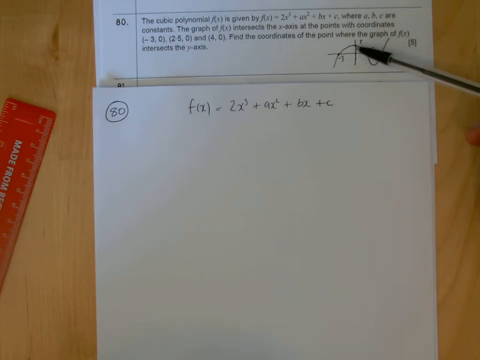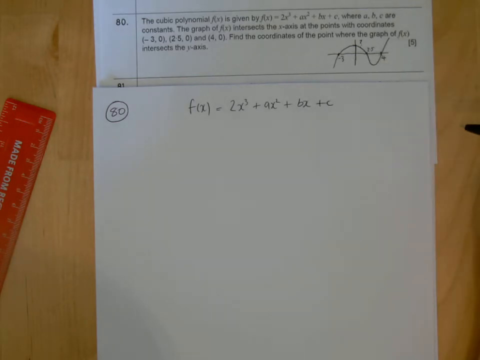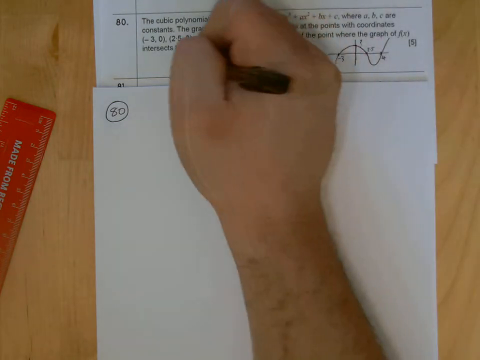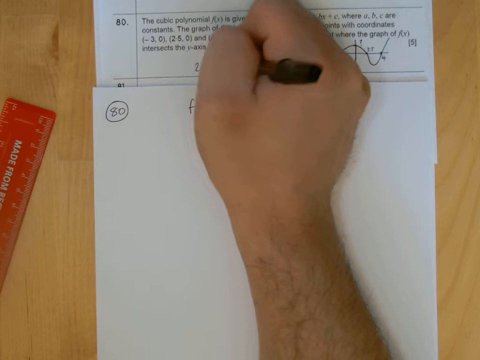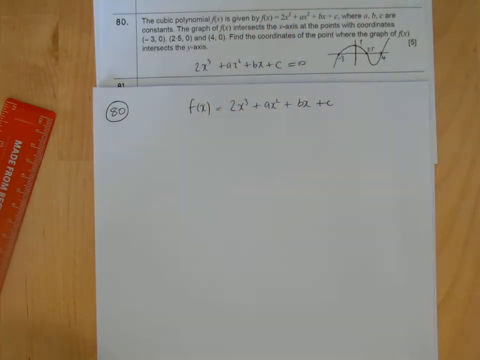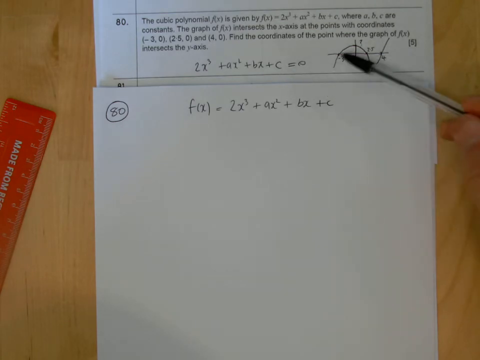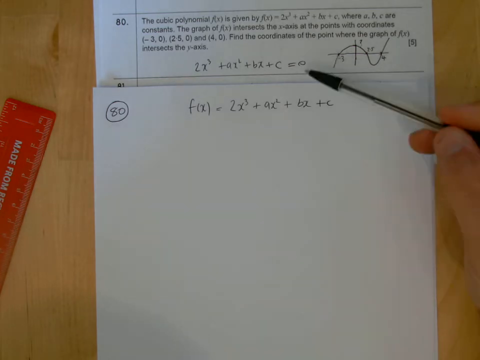intersects the y-axis. So in order to work that out, I really do need to know what a, b and c are, okay? But the good thing is, I know where it crosses the x-axis. And if you think about it, that will be when the cubic, 2x cubed plus ax squared plus bx plus c, is equal to 0, yeah? That's where it's equal to 0 when it crosses the x-axis, because y is 0, isn't it? Or f of x is 0.